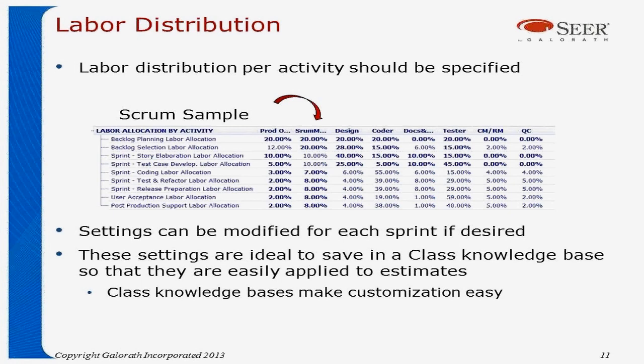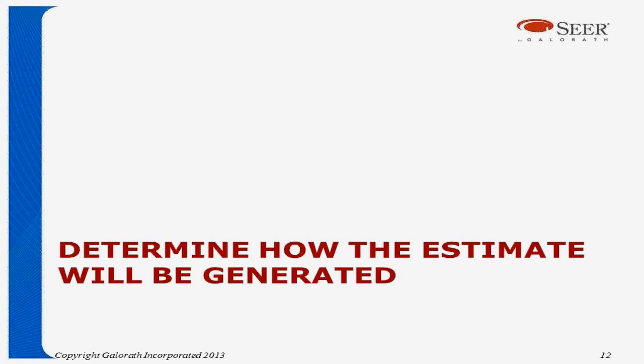Now, within each sprint, we want to be able to accommodate what the actual labor distribution per activity will be, and this can be done on a sprint-by-sprint basis. For example, if you know that on an upcoming sprint, you're going to have a very low participation by a product owner, you might want to identify or modify those allocations. Now, these allocations are really easy to save into a class knowledge base, and this allows the customization to be applied for the model.